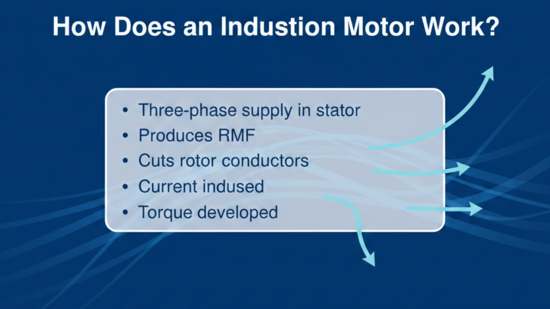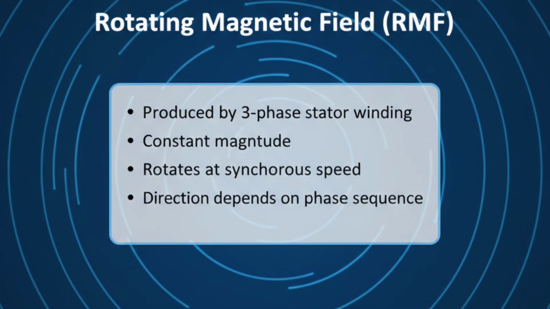When a three-phase AC supply is given to the stator windings, alternating currents flow in each phase, and these currents produce magnetic fields. But because the three currents are displaced in time by 120 degrees, the combined effect of these three magnetic fields is that they form one magnetic field which appears to rotate inside the air gap of the motor, and this is called the rotating magnetic field, or RMF.